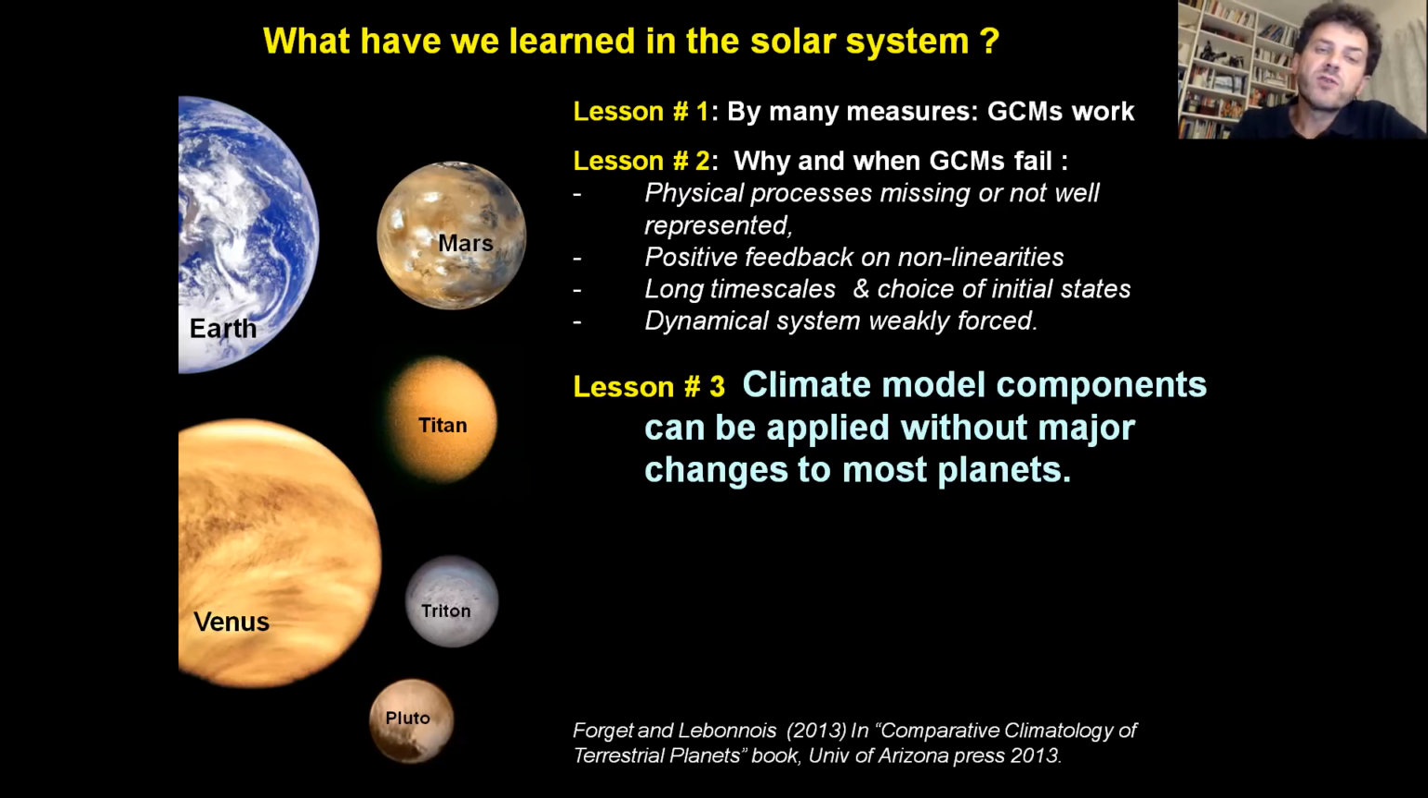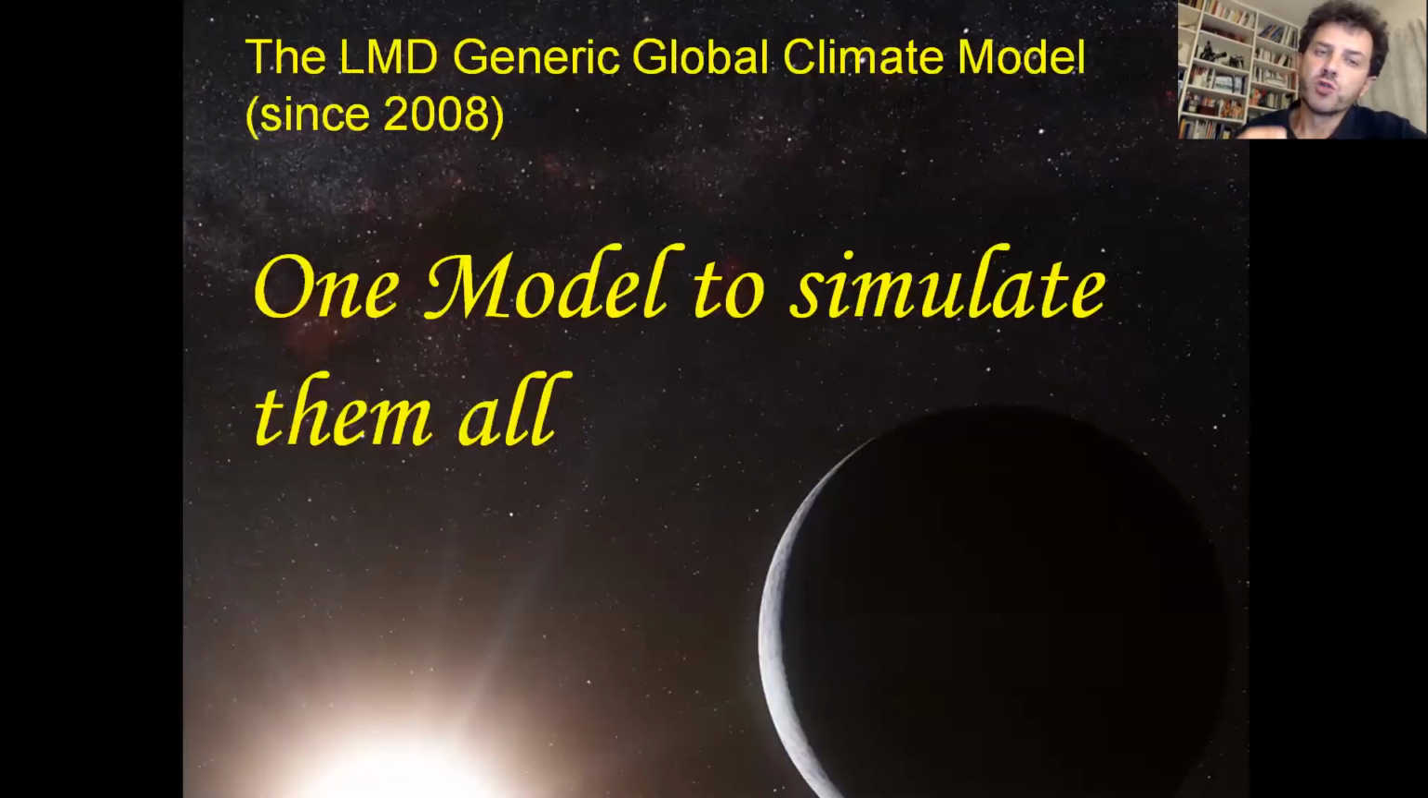On this basis, after testing that in the solar system, we've decided that maybe we could try to develop a universal climate model, a generic climate model, to simulate them all, one model to simulate them all. In other words, we've decided to design a model able to simulate every atmosphere with any composition around any star, with any size, and so on. So, of course, that's super ambitious, but that's the goal, that's the spirit.